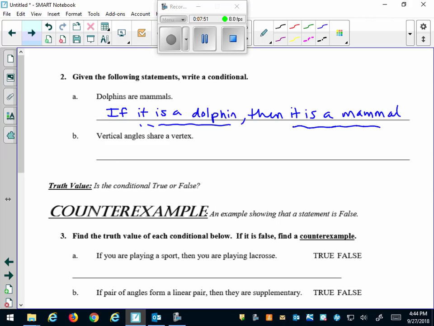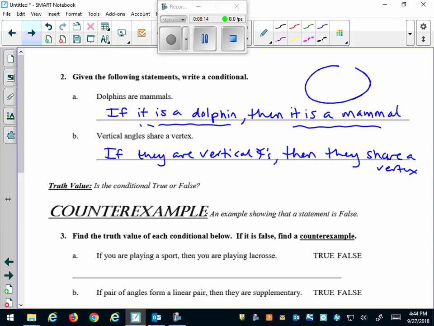Vertical angles share a vertex. This implies if they are vertical angles, then they share a vertex.